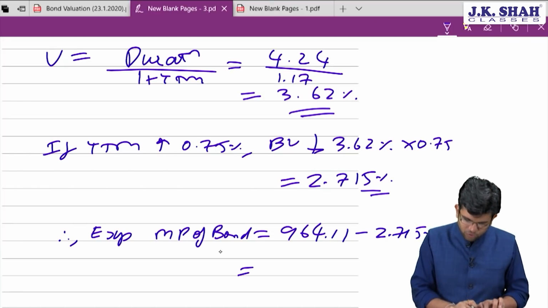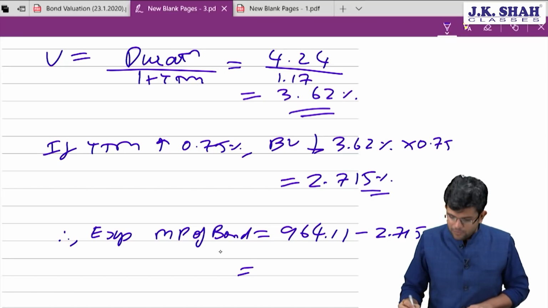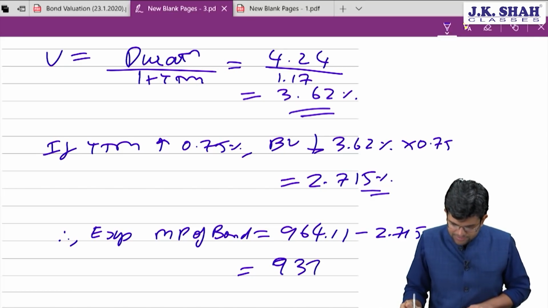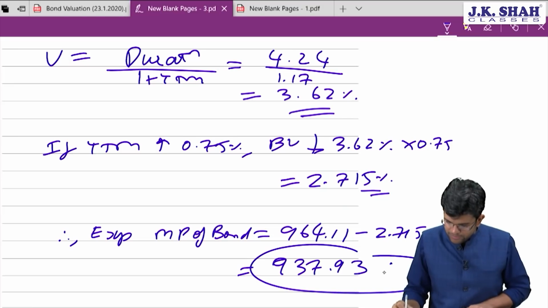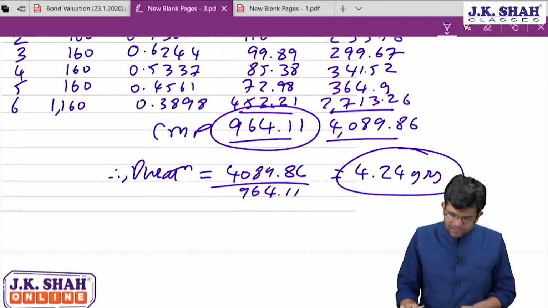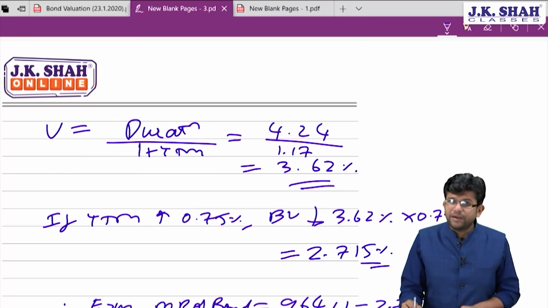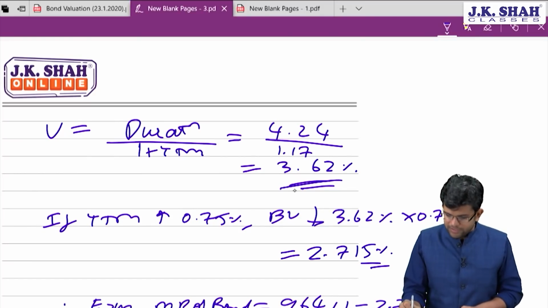So 964.11 minus 2.715%, the expected value of the bond is 937.93 rupees. Okay, 937.93. Why 937.93? Currently the value is 964.11. Students, my volatility considering my duration of 4.24 years is 3.62%.